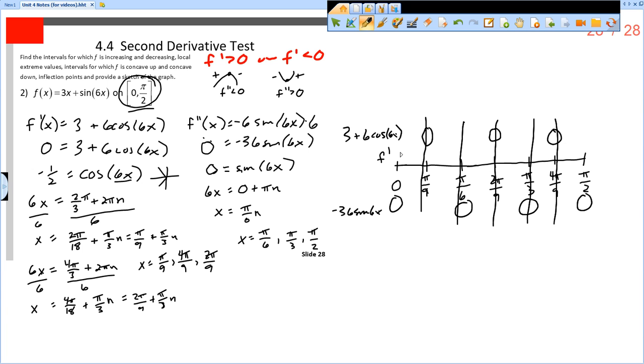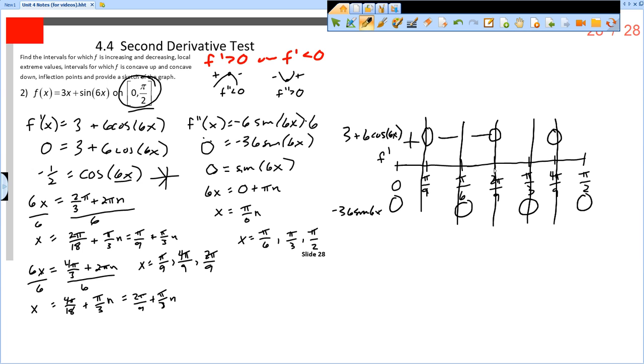Now to the left of pi over 9, how about 0? If we plug in, we get 3 plus 6 times cosine of 0. Cosine of 0 is 1, so 3 plus 6, that's positive. Next, in between pi over 9 and 2 pi over 9, how about pi over 6? 6 times pi over 6 is just pi. So cosine of pi is negative 1. So 3 plus 6 times negative 1, that would be negative.